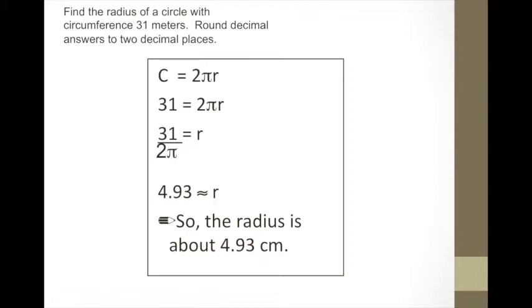Again, we've used the formula. That's the first thing you write in mathematics, the formula. Then you substitute into the formula, which is what we've got here in the second line. To get r by itself, because that's what we're trying to find, we divide this side by 2 pi, so we've got 31 divided by 2 pi, which is 2 times 3.14, to equal r. Then we've simply used our calculator to find that answer, which gives us the radius of 4.93.